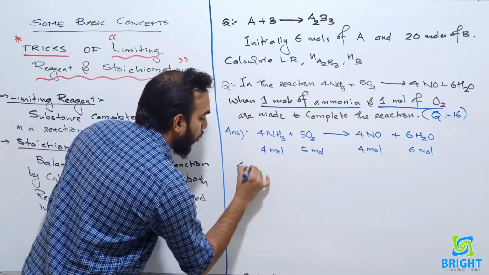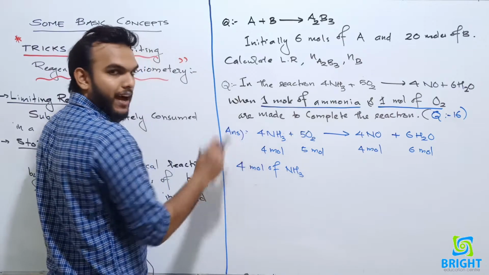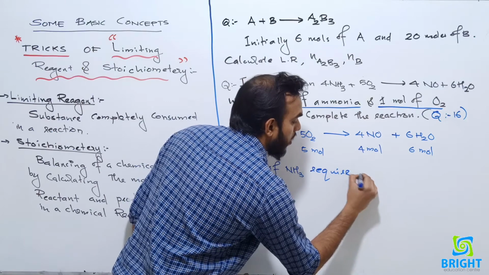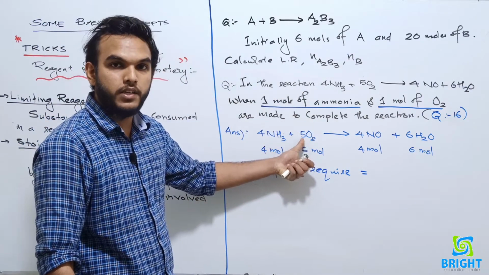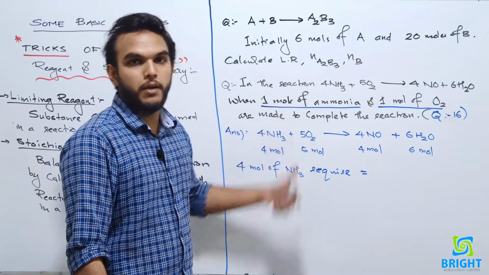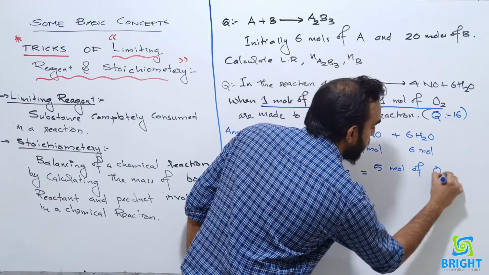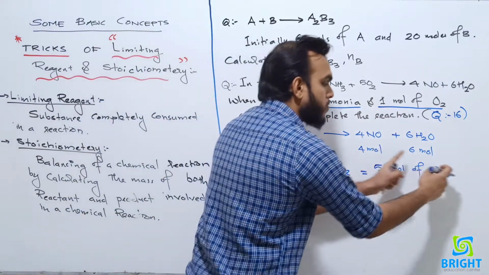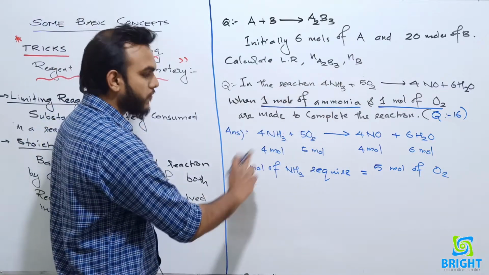So I am writing 4 moles of NH3. 4 moles of NH3 require how much oxygen? 5 moles is needed here. So for 4 moles of NH3 we need 5 moles of oxygen. For 4 moles of ammonia, we have 5 moles of oxygen. We have to find for 1 mole of ammonia. How can we convert this 4 moles?